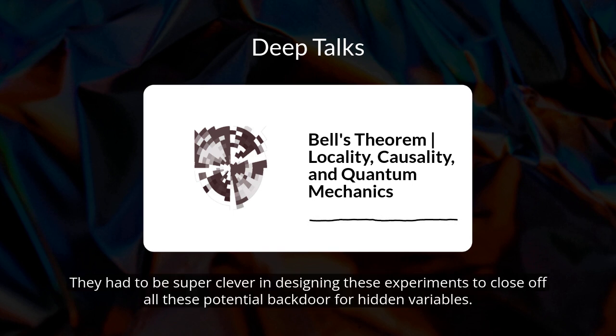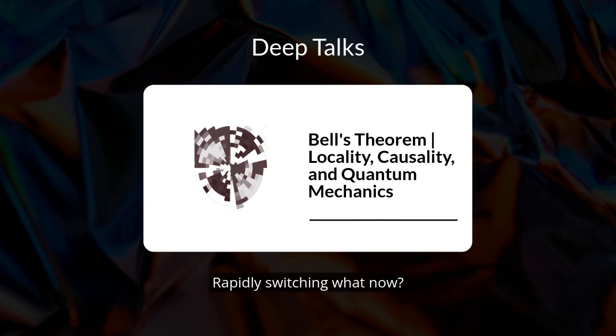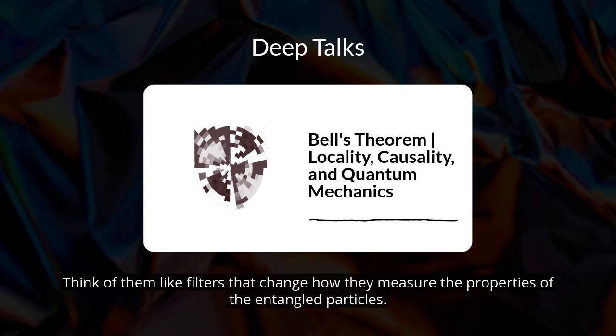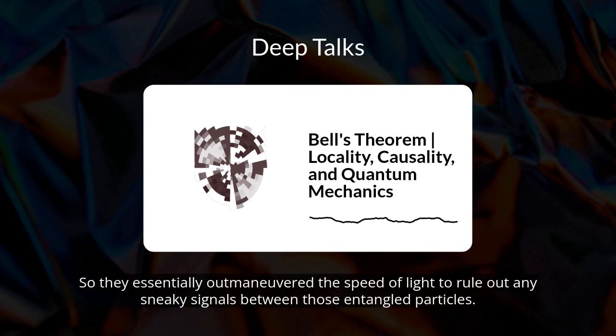Right. They had to be super clever in designing these experiments to close off all these potential backdoors for hidden variables to sneak through. One groundbreaking experiment by Alain Aspect and his team back in the 1980s used these rapidly switching polarizers. Rapidly switching what now? Polarizers, think of them like filters that change how they measure the properties of the entangled particles, and they switch faster than the time it takes light to travel between them. Whoa, so they essentially outmaneuvered the speed of light to rule out any sneaky signals between those entangled particles.